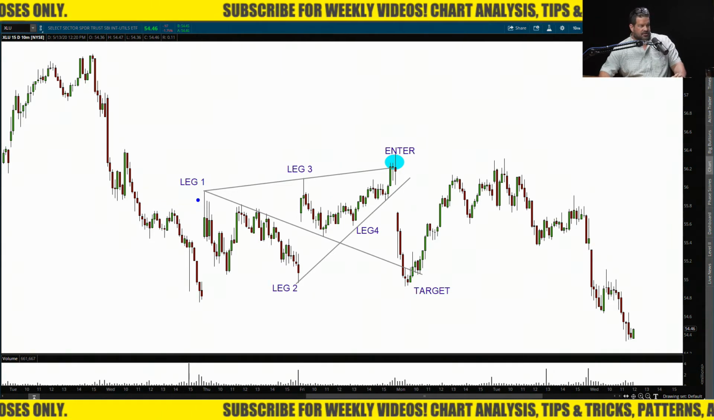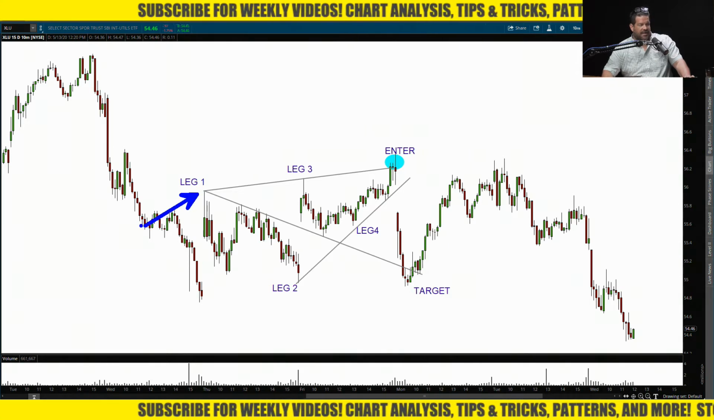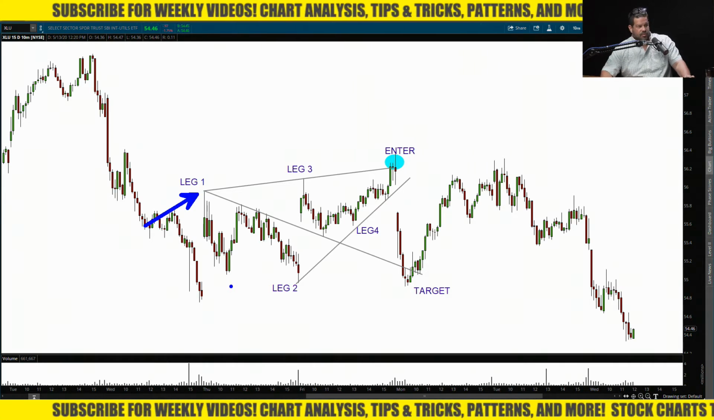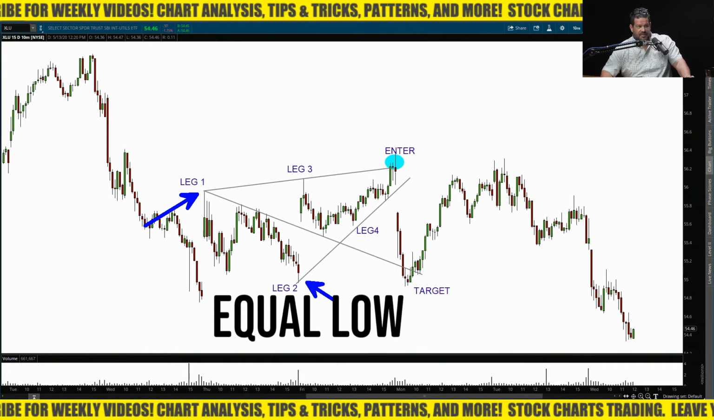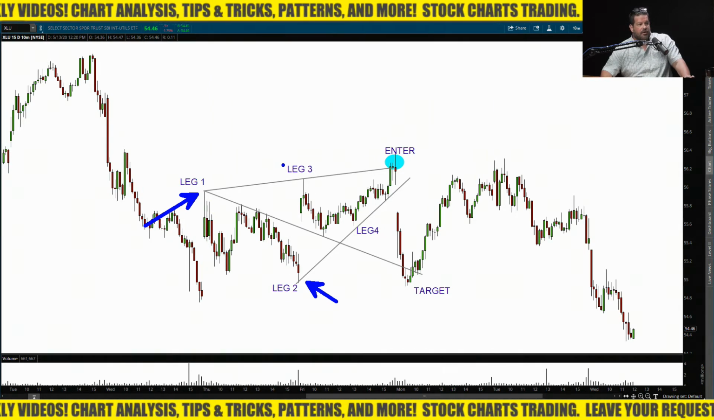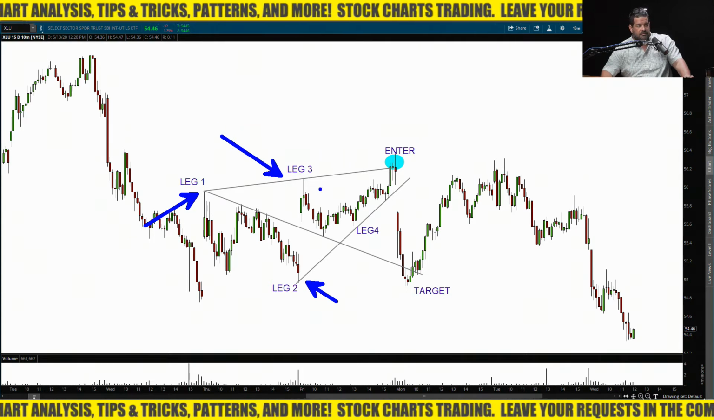Okay, let's go over it again. So you have leg 1, and leg 1 is at a high. That's why you need to know higher highs, higher lows. The next one, see, this is leg 2, an equal low, which is okay because it's number 2. All you need is the low from the high. Now you go up and you make an even higher high for leg 3.